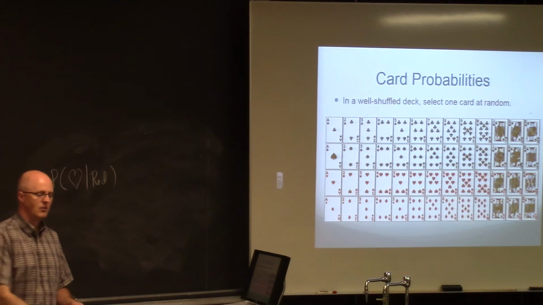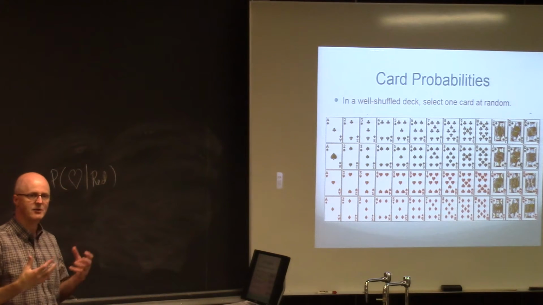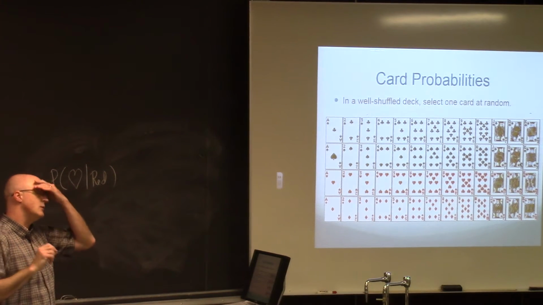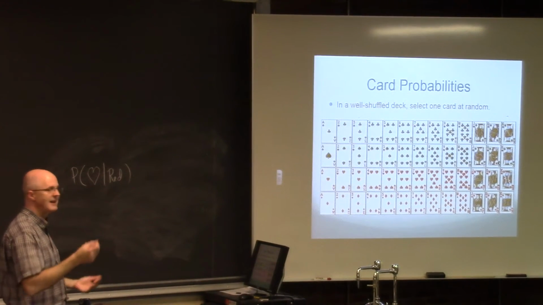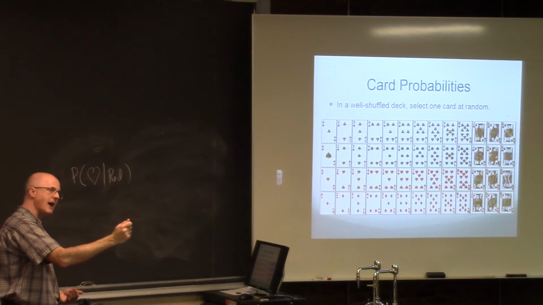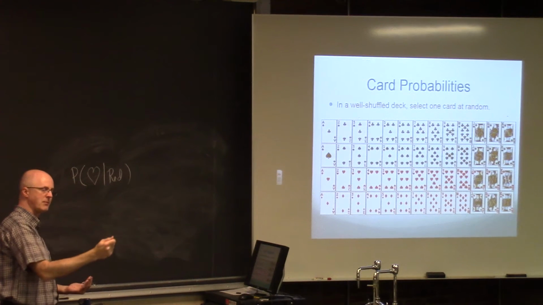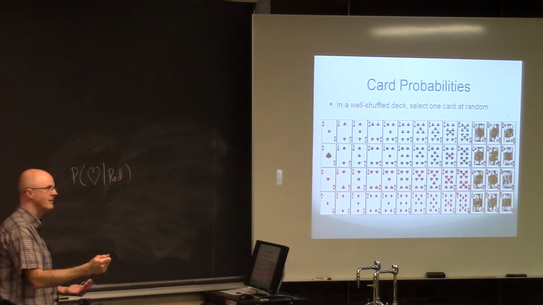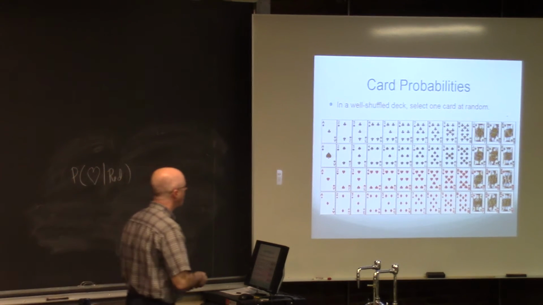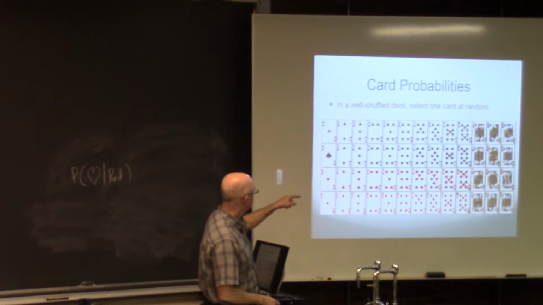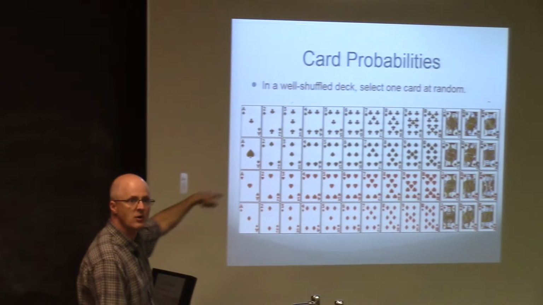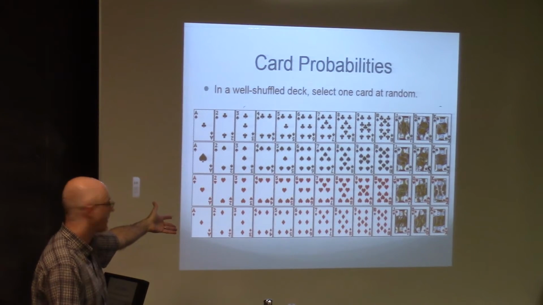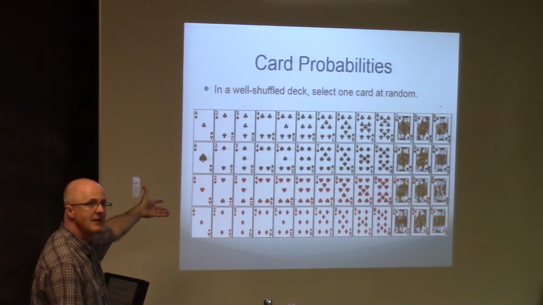You've got a well-shuffled deck of 52 cards, standard cards here. You close your eyes, you grab one card at random, not necessarily from the top, and you show it to your friend. Your friend says, hey, it's red. What's the probability that it's hearts? Well, we can answer it without a formula just by looking at the picture. If it's red, that means it's hearts or diamonds. 26 possibilities total, 13 of which are hearts. 13 out of 26, 1/2 would be the answer.